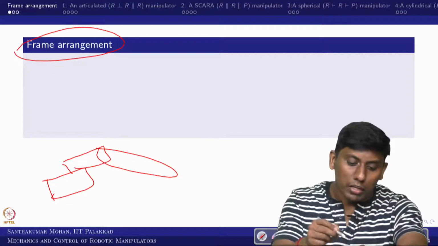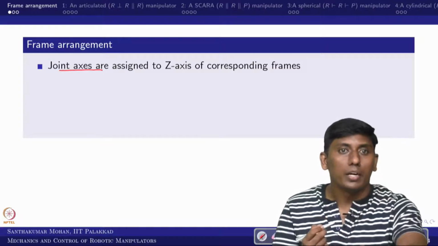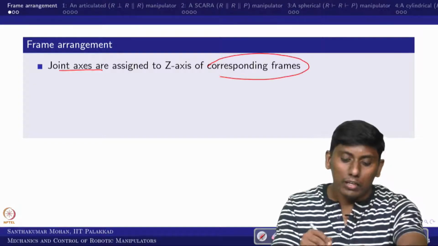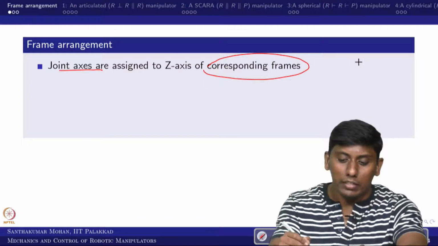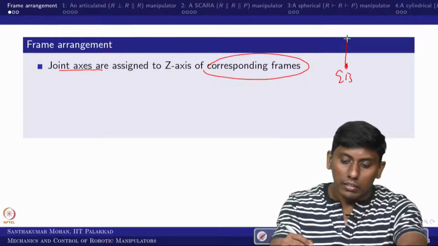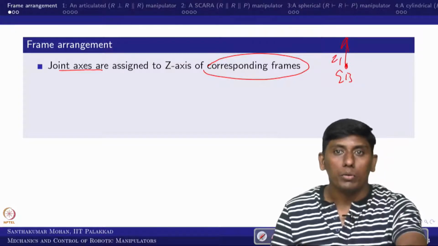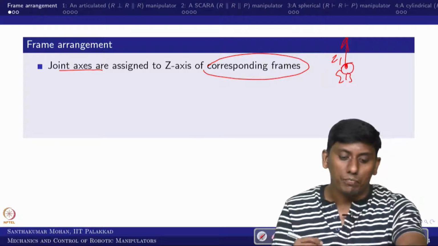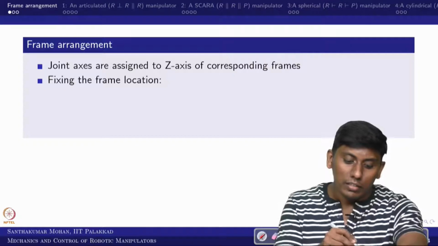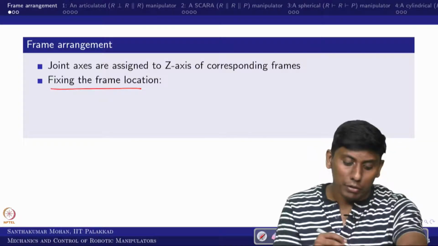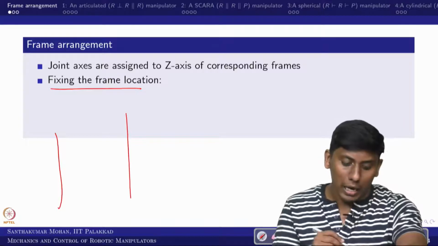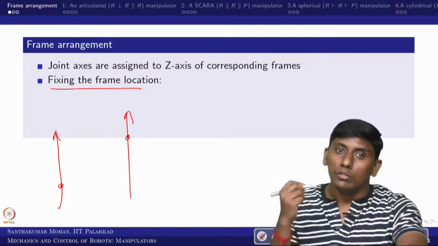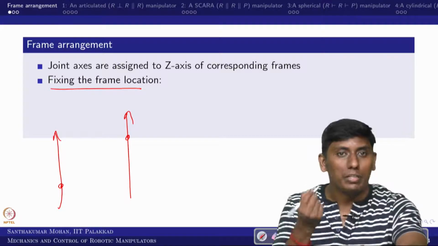The first procedure we are going to follow is that the joint axis is always assigned to the z axis or z direction, corresponding to the concerned frame. For example, for frame 1, the joint axis would be z1. Like that we are going to write. Now, how to fix the frame location is always a concern. For example, if you have 2 parallel axes, where do you fix frame 1 and where do you fix frame 2? There are several options, so we need to provide some additional set of rules.